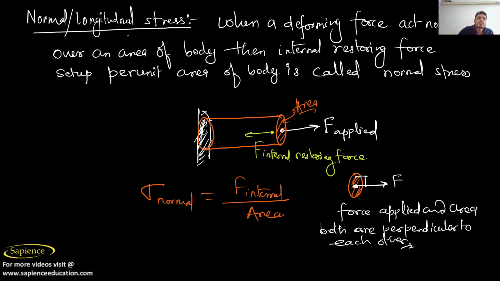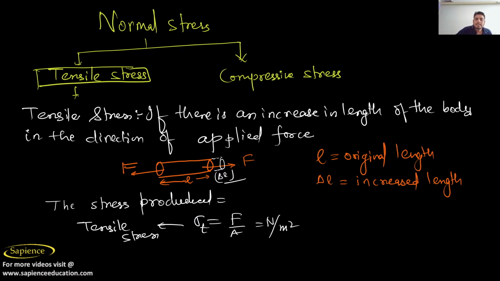Now you know that this normal stress is further subdivided. See here. This normal stress is divided into tensile stress, compressive stress, and volumetric stress. So I will discuss these one by one. Okay. So now what is tensile stress? If there is an increase in the length of the body in the direction of the applied force, then the stress produced is known as tensile stress.